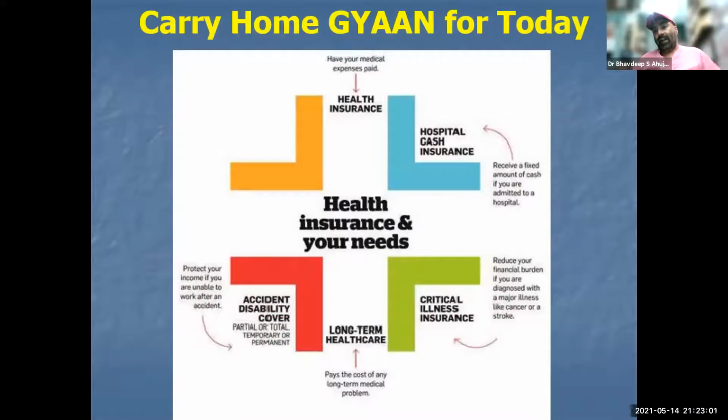So finally, last section, carry home gyan for today. A few last slides, and we'll finish in less than 2 hours. Have your medical expenses paid. Hospital cash insurance, receive a fixed amount. If it is a critical illness, receive a major chunk of amount, which we discussed in the critical illness session. Then pay the cost of any long-term medical problem. Accidental disability cover will cover you for income, which can limit your earning capacity as well.